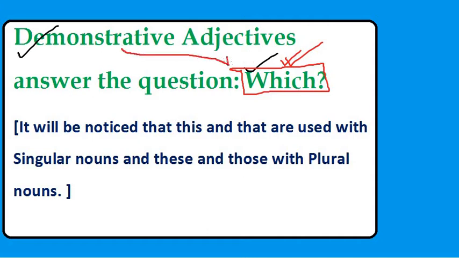It answers which. Okay, it will be noticed that this and that are used with singular nouns and these and those with plural nouns. Okay, this and that with singular and these and those with plural. We were studying this from our childhood only, so it is very easy. No need to tell you something more about it.